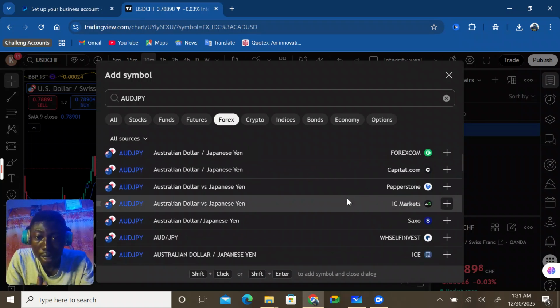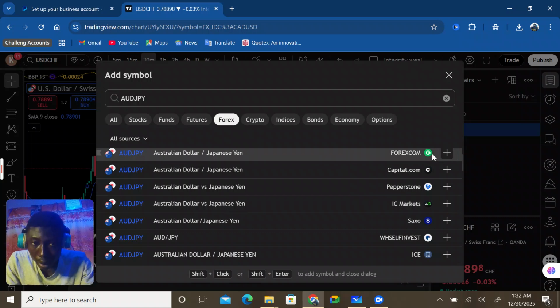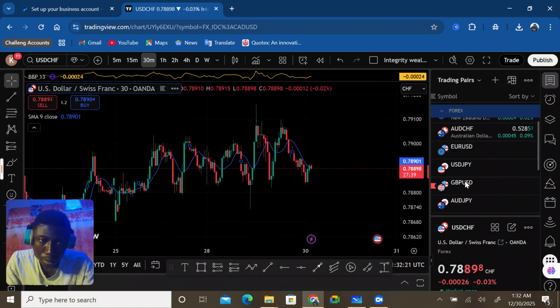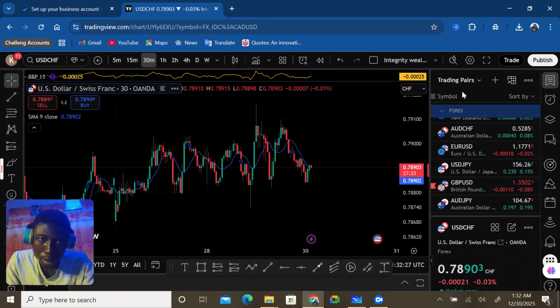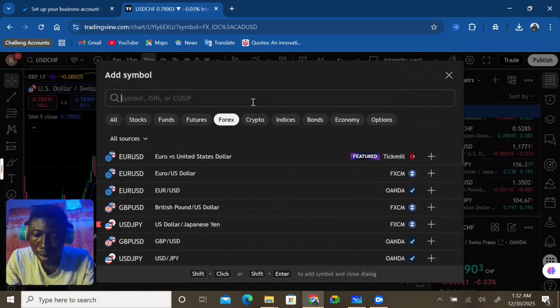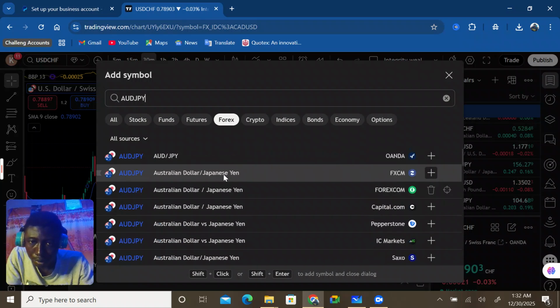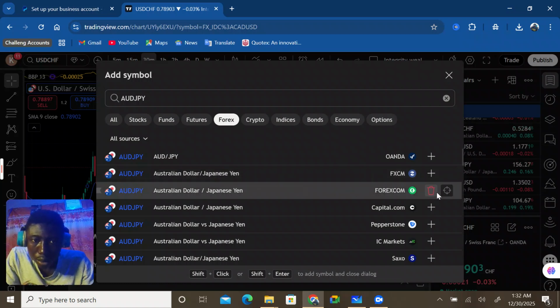Good. The reason is that there are different companies providing different brokers, let me put it that way, providing you with their market view or preview. Now, if I come to forex.com like this, let me add forex.com. Okay, I've been able to add it. It's over here. This is the AUDJPY I'm talking about. Good. Let me go again, AUDJPY, now from forex.